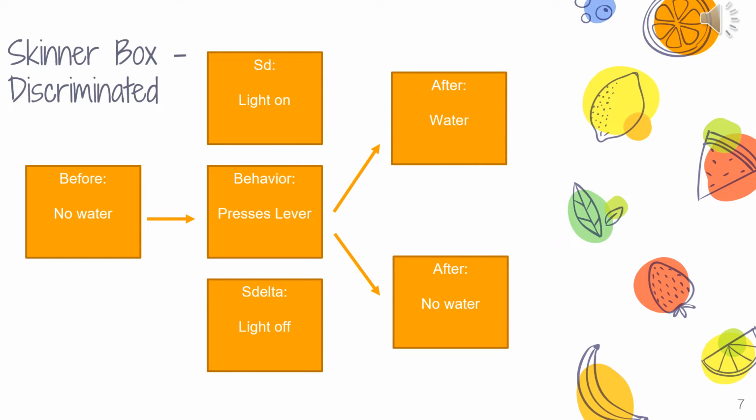However, here we see a similar contingency in the Skinner box. Rudolph the rat has no water, and only in the presence of the light will the response of pressing the lever be consequated with water. In the presence of the light being off, pressing the lever is consequated with no water. The contingency in the presence of the SD is reinforcement, and the contingency in the presence of the S delta is extinction. We would then expect to see lever presses increase in frequency when the light is on and decrease until they are no longer occurring in the presence of the light being off. This is also called extinction.